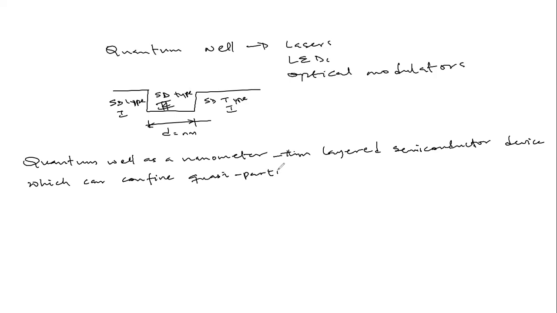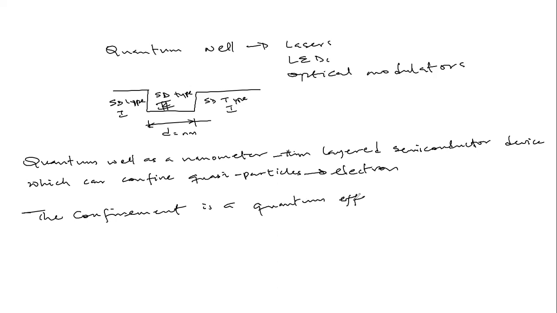Confined as the particles, in this case the electron, okay? In this case, the particle, the electron, is confined in dimensions perpendicular to the surface, whereas the movement in the other dimensions is unrestricted. So the confinement is a quantum effect, because the particles have to drift into this region and into this region. And this quantum effect, this confinement, has an effect on the density of states.